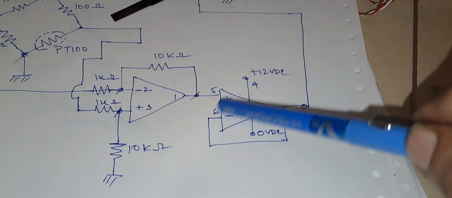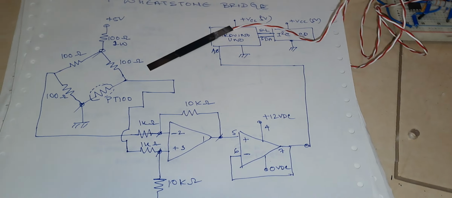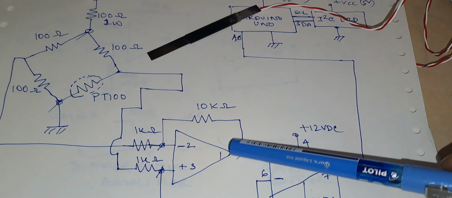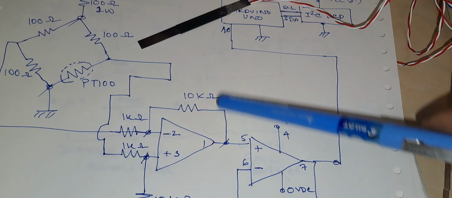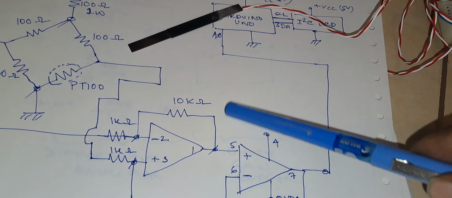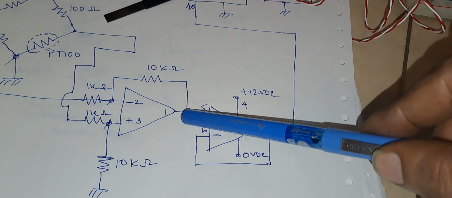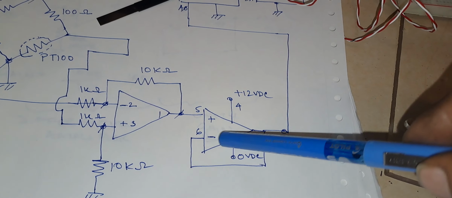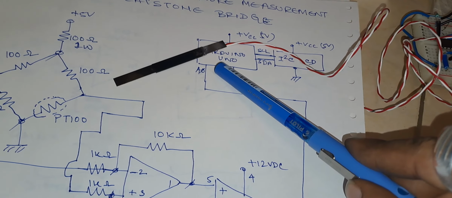The output of this operational amplifier we cannot feed directly to the Arduino Uno. This is because the Arduino Uno has a different input impedance and this device has a different output impedance. So these two impedances don't match. If I connect them directly, there may be a chance of overloading. That's why I want to match this impedance with this impedance, and that's why I am using a unity gain buffer. This buffer circuit will not allow this circuit to be loaded due to Arduino Uno.